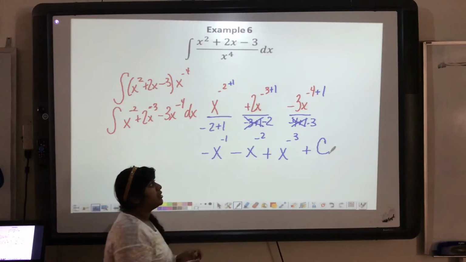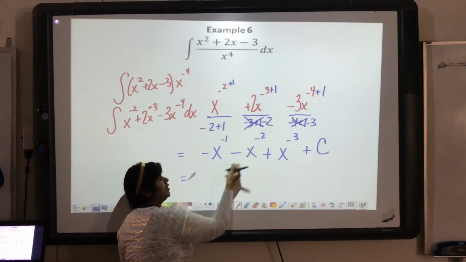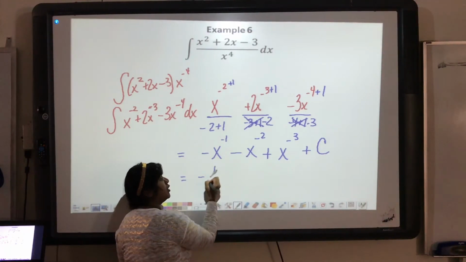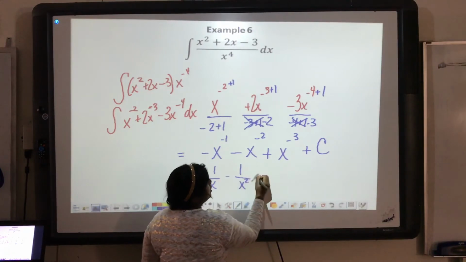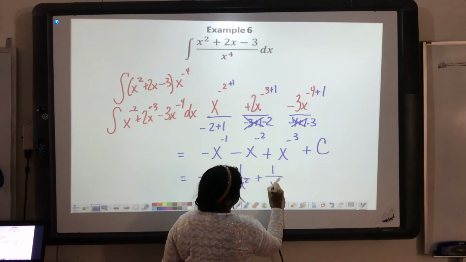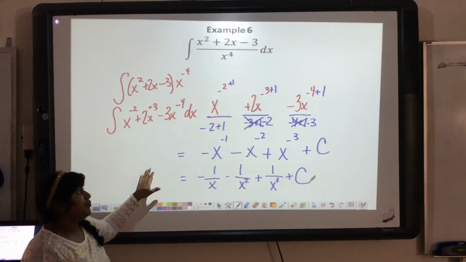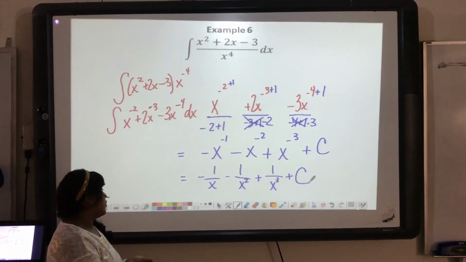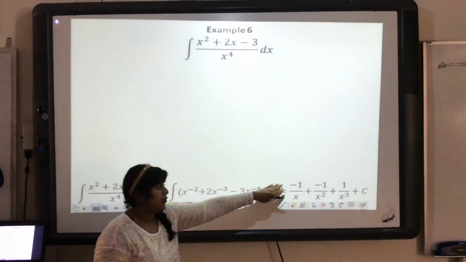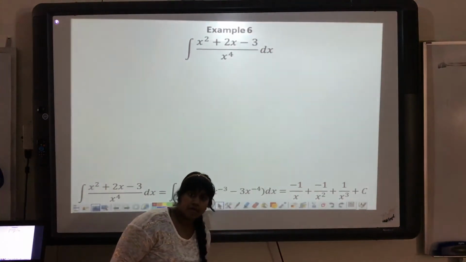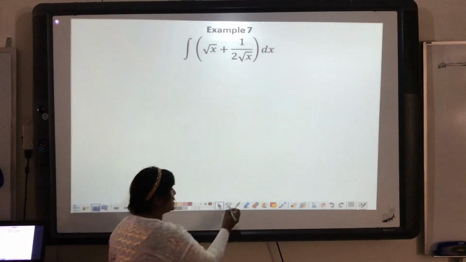This is one answer. A second answer would be getting rid of my negative exponents. So it should be negative 1 over x minus 1 over x squared plus 1 over x cubed plus c. And if I wanted to double check my work, I could see that we have that exact value for our answer. Let's move on to example number 7.